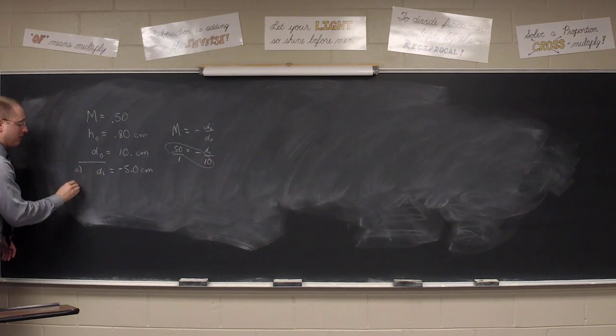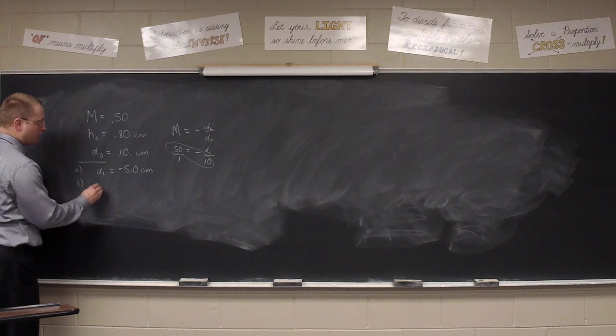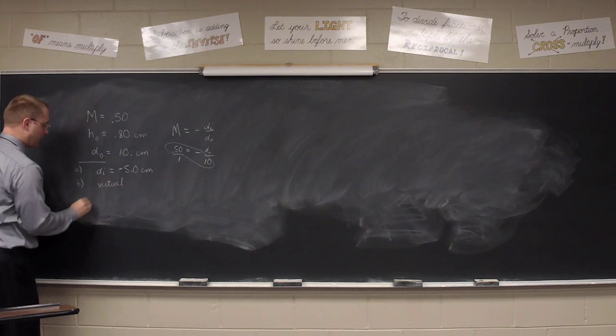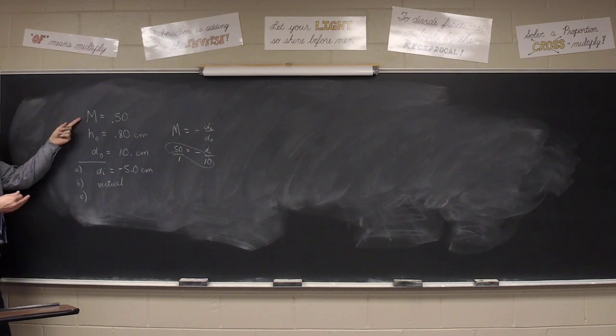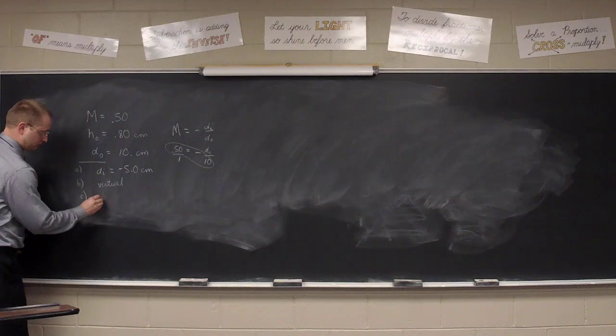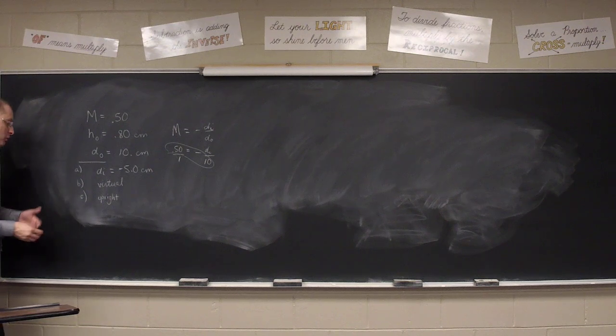That was part A. Part B asked, Audrey, is the image real? If the d sub i is negative, class, it's virtual. No, it's virtual. All right, part C, Audrey asks, is the image upright? How would I tell if the image is upright, class? Negative. The height of the image, but I don't know the height of the image, or the magnification would share the same sign as the image height. So since magnification is positive, it is upright. Now, the other way you could know is remember that all virtual images are upright. So if it's virtual, yes, of course it's upright.